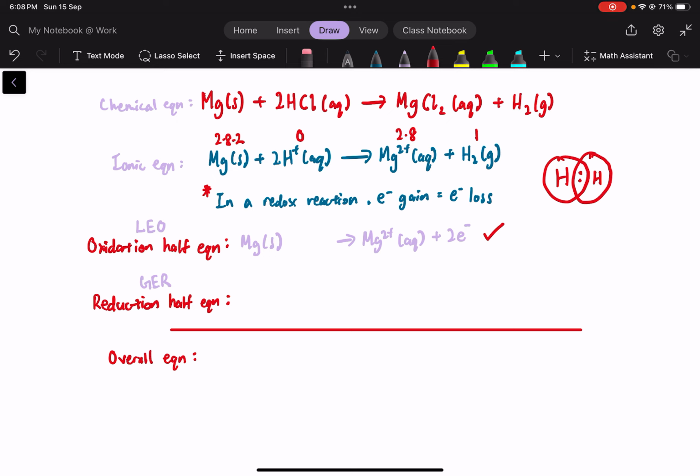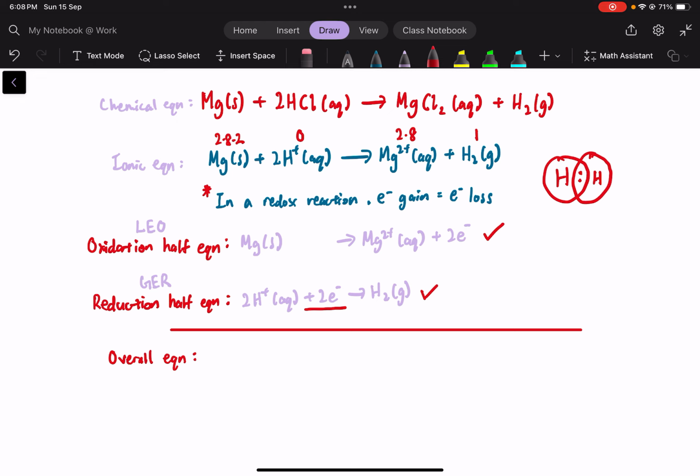So from here we can actually write the reduction half equation. Okay, so now we have 2H+ ions and they have gained 2 electrons to form hydrogen gas. Okay, so this is also correct because there's no negative sign in the equations. The electrons here are on the left side with a positive sign.